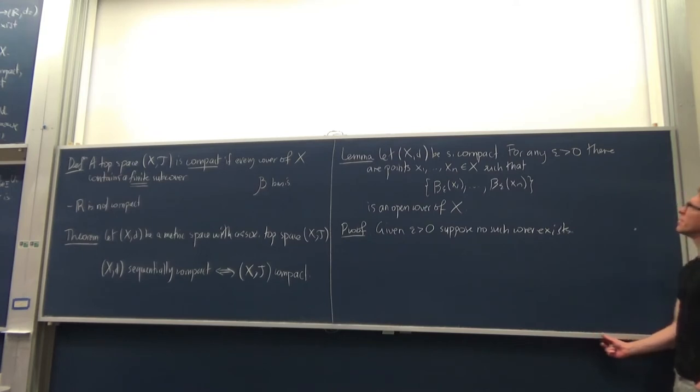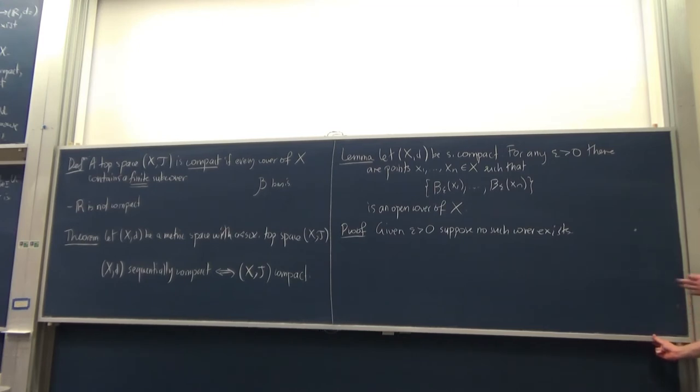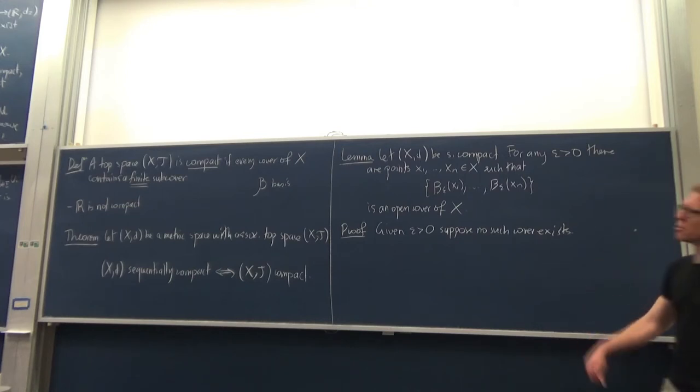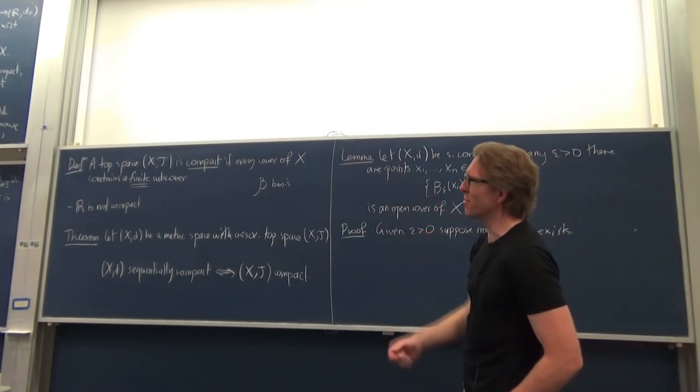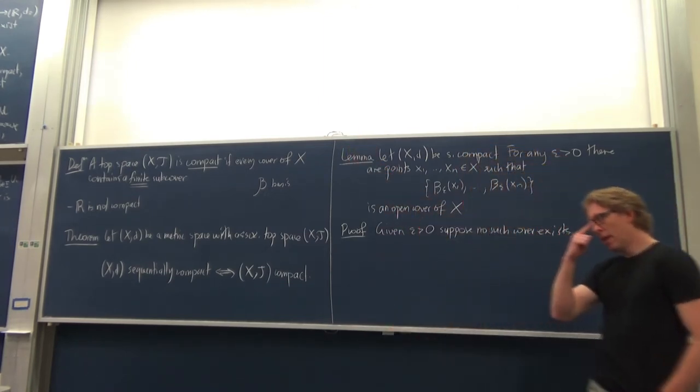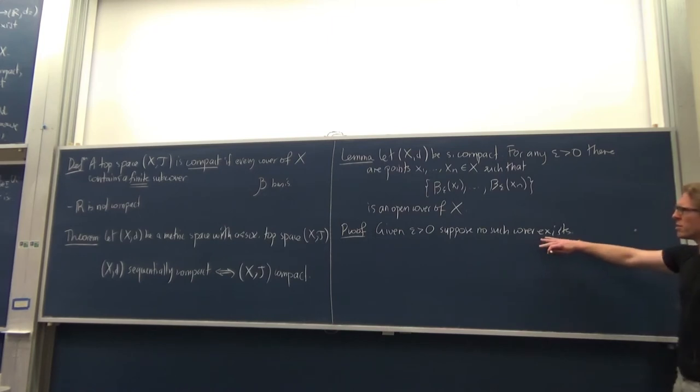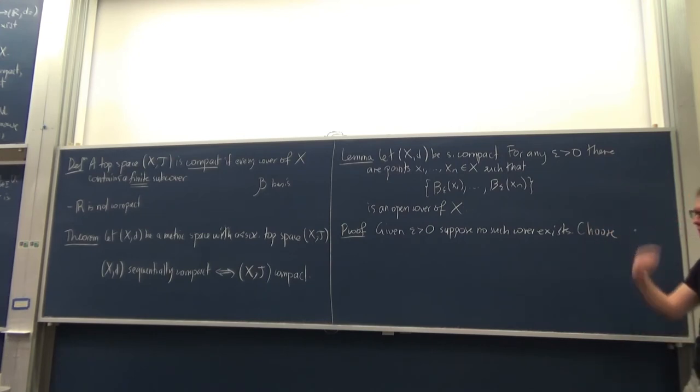So suppose, given epsilon, having said that, I appreciate that maybe you're less familiar with proofs by contradiction, this will be a process of acclimatization. So suppose that we have an epsilon for which there is no such cover. Well, what are we aiming to do? Well, we're aiming to use the sequential compactness, right? So I'm going to get a sequence somewhere. Okay. So suppose that I have a fixed epsilon and no such cover exists. Well, let's start trying to produce a sequence to try and get to a contradiction.